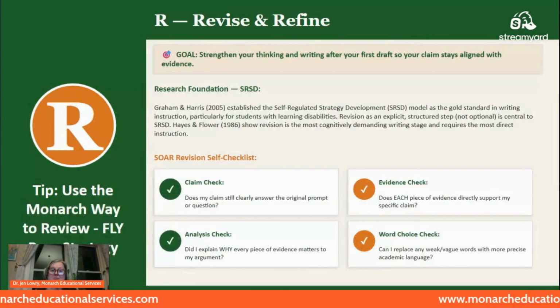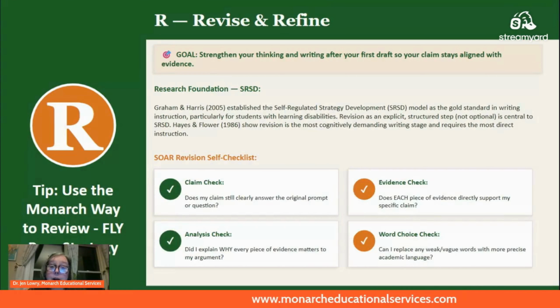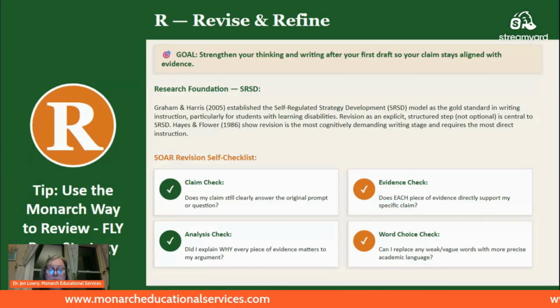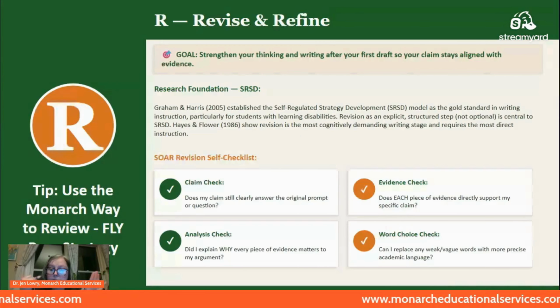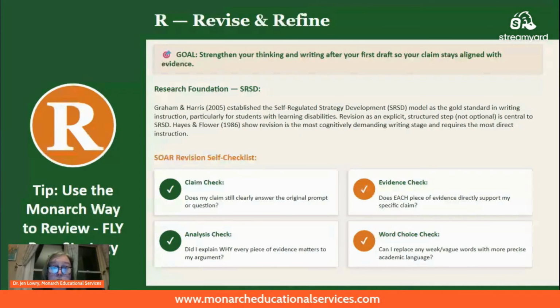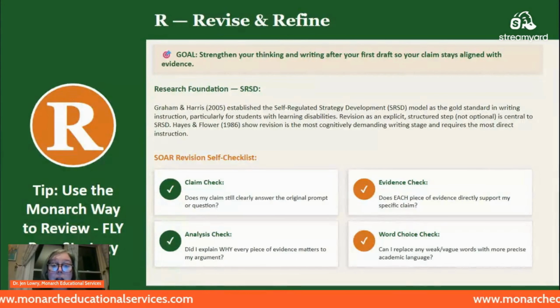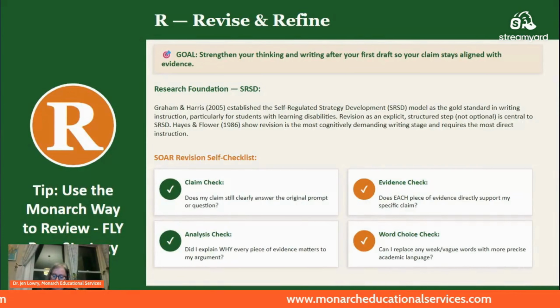All right. One of my favorite parts. Let's get ready. So this is where I do believe SOAR sets us apart. And I believe that thinking about the self-regulated strategy development model, thinking about metacognition, thinking about the writing as a writing process. Man, how many of you have had students, now let's just say this, right?